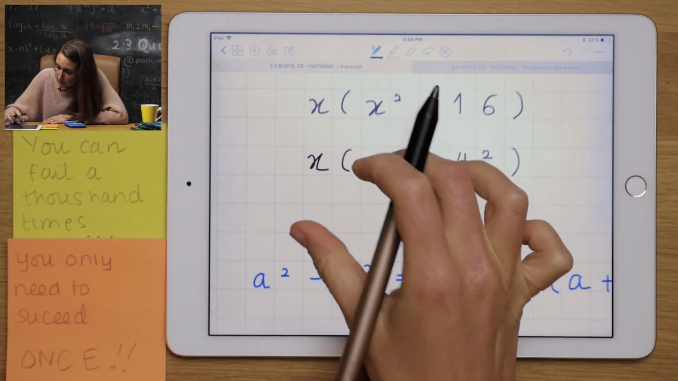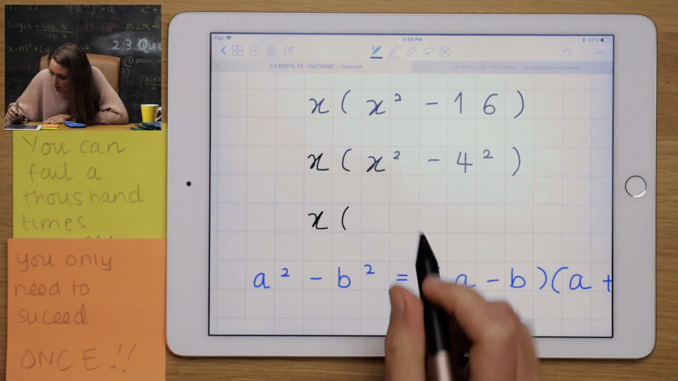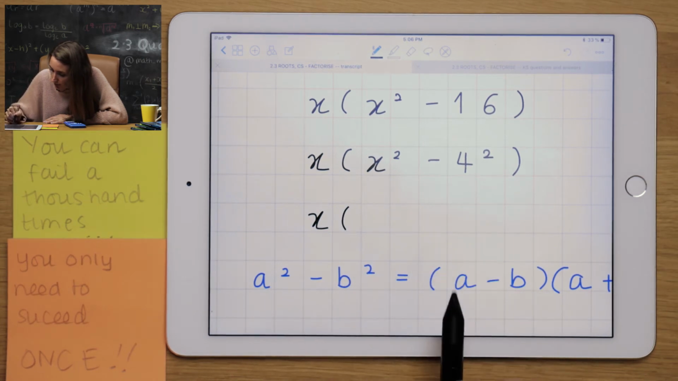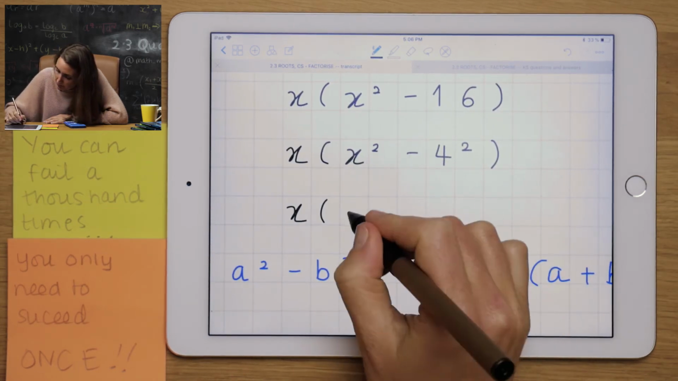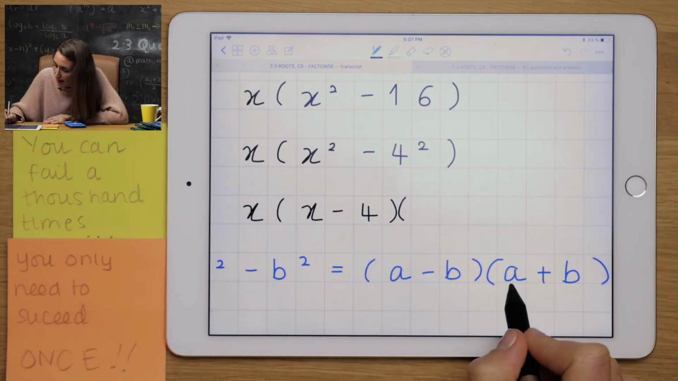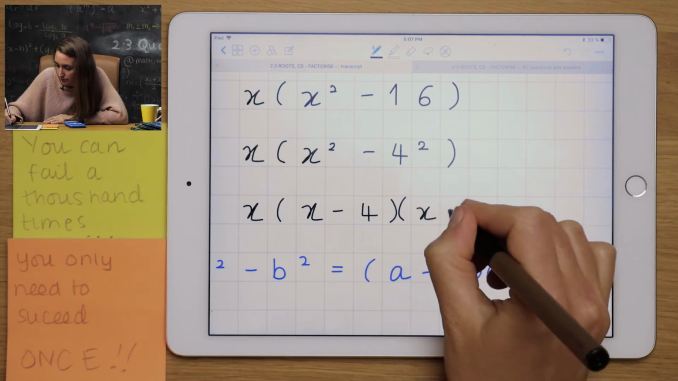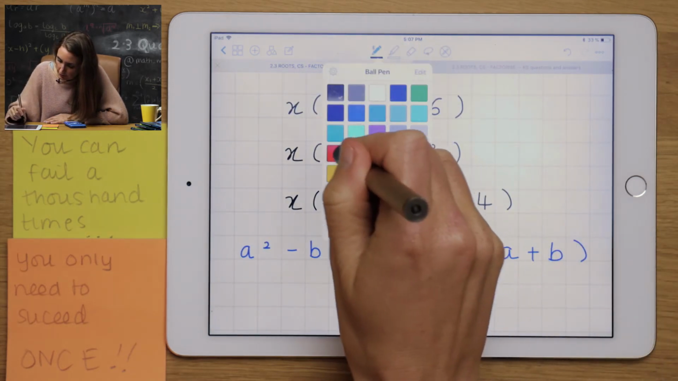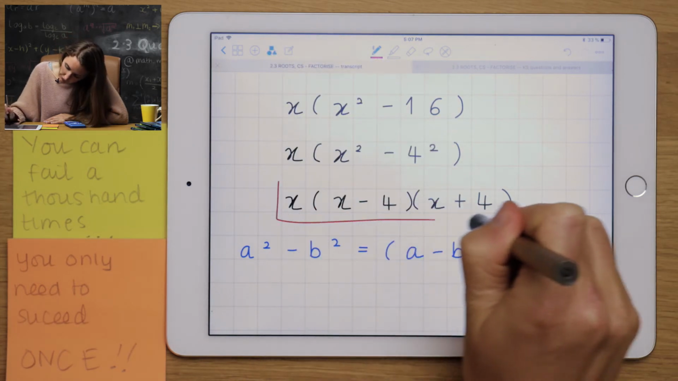We're going to keep the x on the outside, and a is going to be x and b is going to be 4. So we're going to have x minus 4 and then x plus 4. So this is the expression completely factorized.